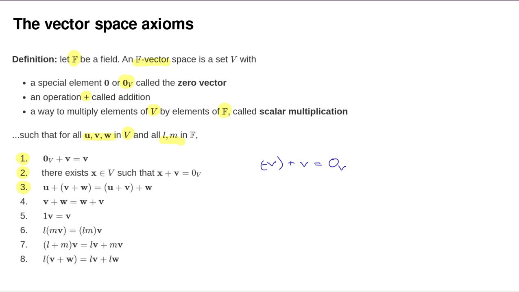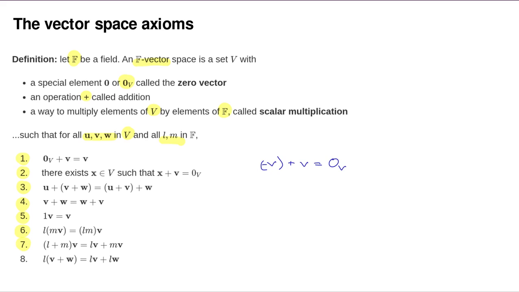The third axiom says that addition is associative. u plus, in brackets, v plus w is always equal to brackets u plus v, plus w. The next, number 4, says that addition is commutative. v plus w is always equal to w plus v. And the last 4 axioms concern the scalar multiplication. Number 5 says that if you do scalar multiplication by the number 1, that doesn't change the vector. Number 6 says that there is a kind of associativity property, namely if you multiply L into the scalar multiple of v by M, then that's the same as multiplying L and M in the field F and then scalar multiplying that into the vector v.